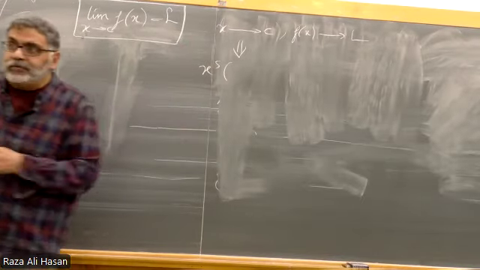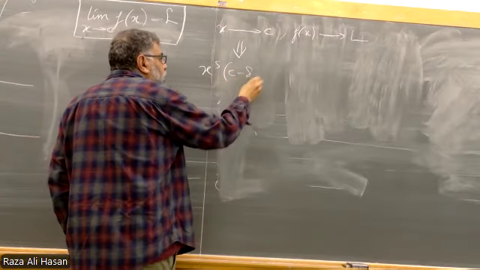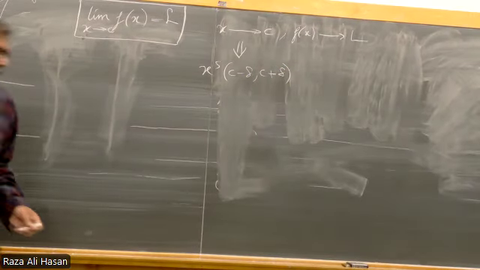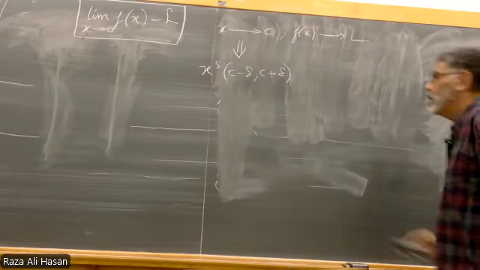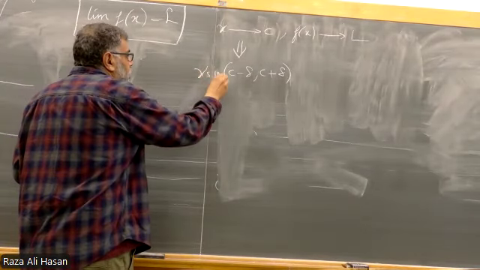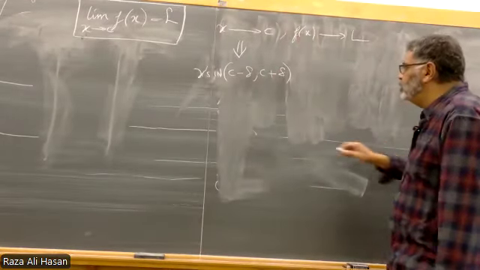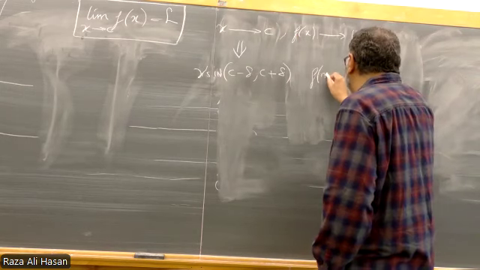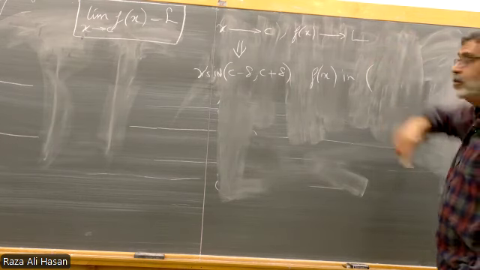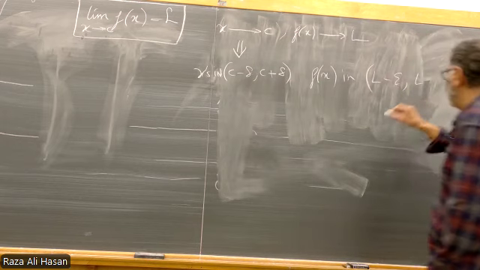This is too much. This could be all the way from Karachi. So we go c minus delta, c plus delta, all the x's in this get mapped by the function f into functional values that end up in this open interval, which is on the vertical axis. So we'll have L minus epsilon, L plus epsilon.